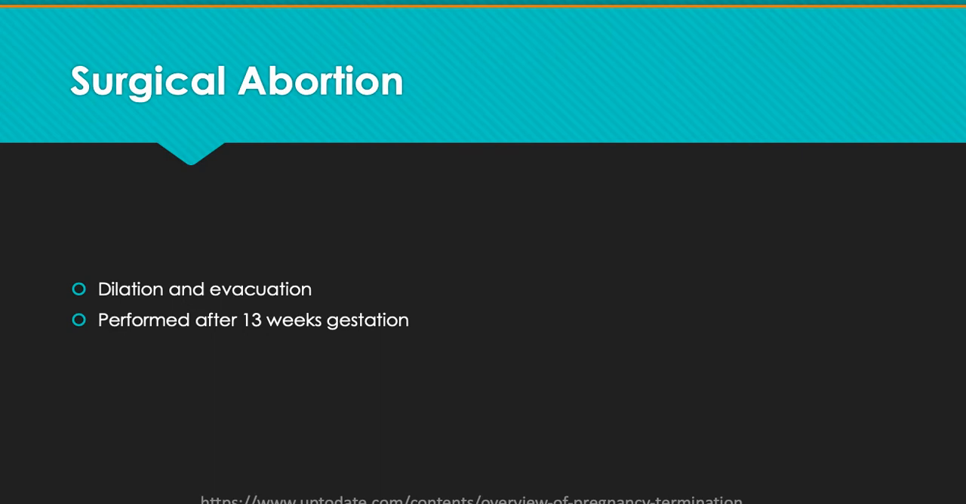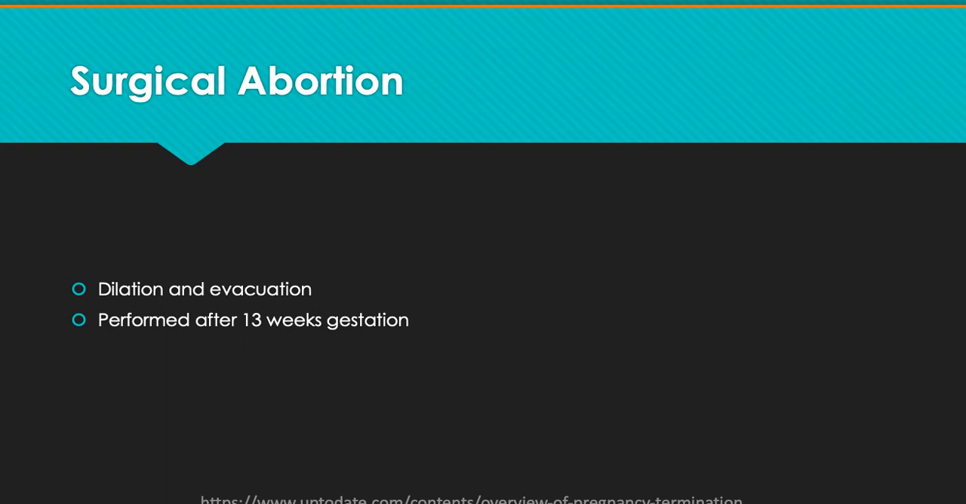During the second trimester, after 13 weeks gestation, dilation and evacuation is performed. This is when the cervix is dilated and the products of conception are removed with forceps. Usually, the cervical dilation will be started the day before the procedure with an osmotic dilator to ensure that the opening is large enough to perform the procedure.